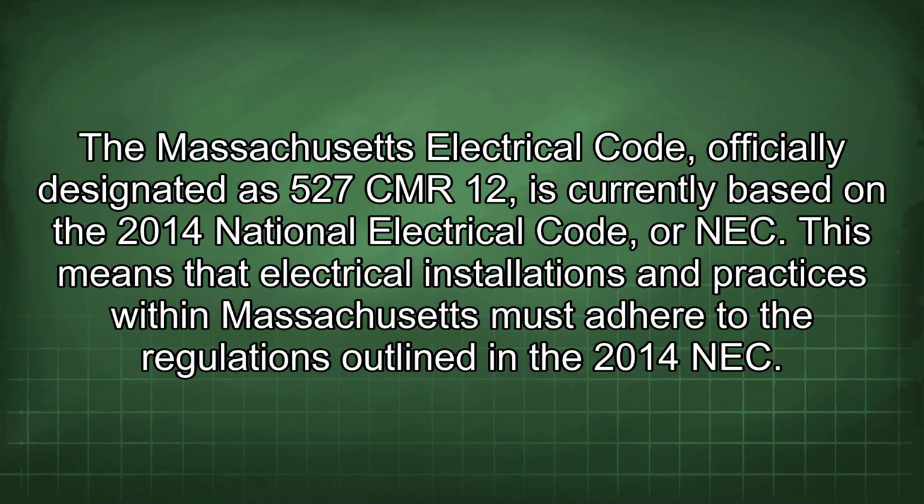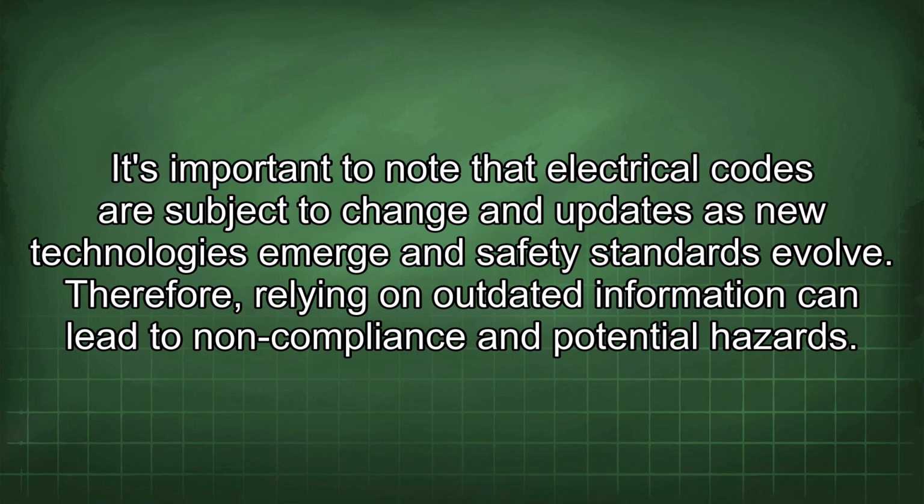The Massachusetts Electrical Code, officially designated as 527 CMR 12, is currently based on the 2014 National Electrical Code, or NEC. This means that electrical installations and practices within Massachusetts must adhere to the regulations outlined in the 2014 NEC. It's important to note that electrical codes are subject to change and updates as new technologies emerge and safety standards evolve. Therefore, relying on outdated information can lead to non-compliance and potential hazards.